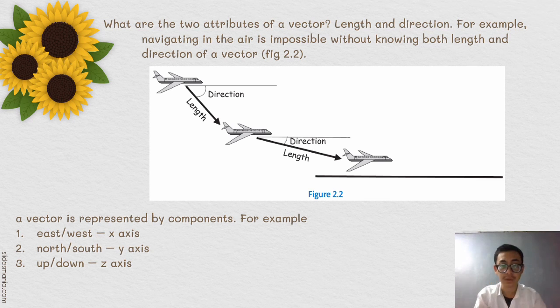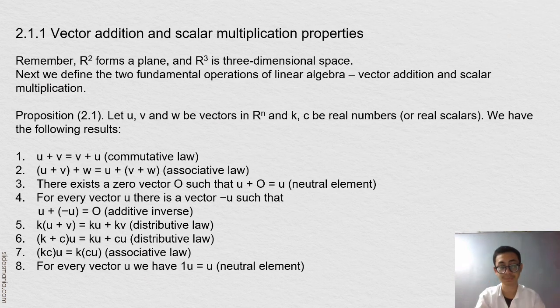What are the two attributes of a vector? Length and direction. For example, navigating the earth is impossible without knowing both the length and direction of a vector, like Fig 2.2. A vector is represented by components of, for example, east or west along the x-axis, north or south along the y-axis, and up and down along the z-axis.